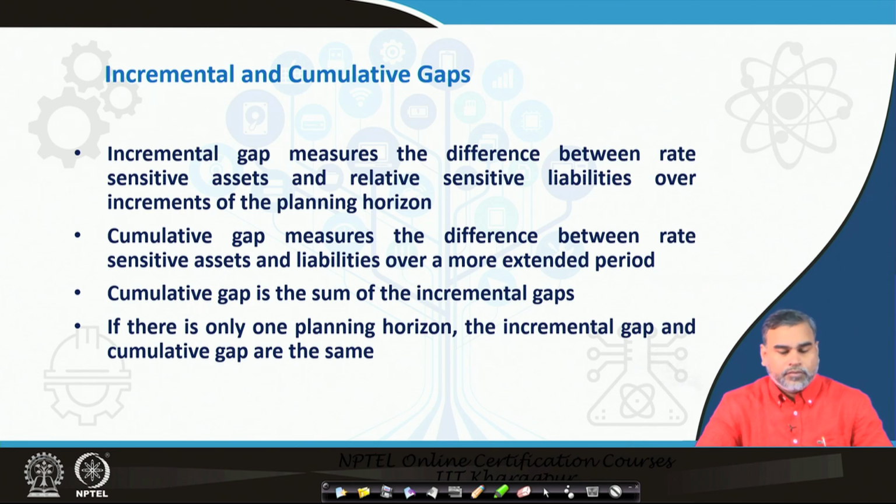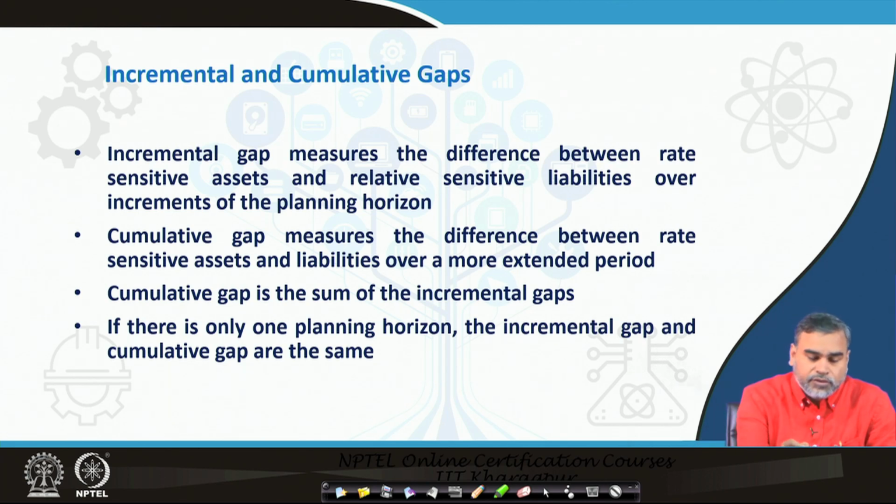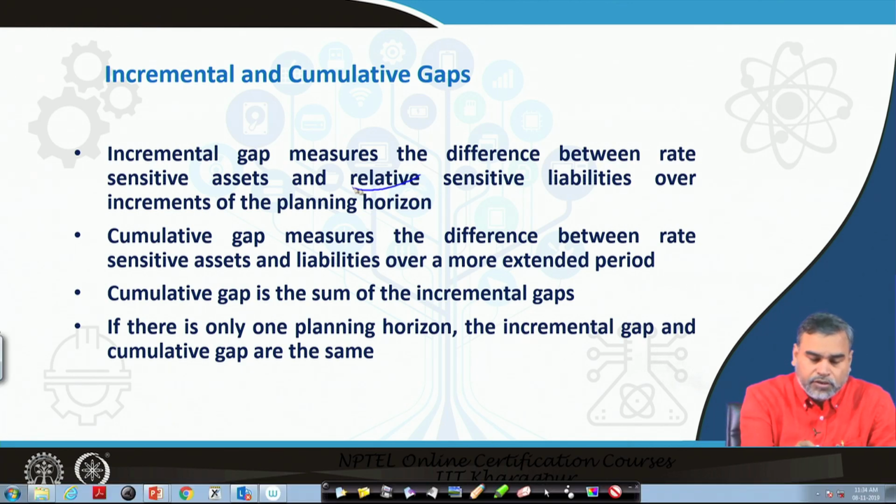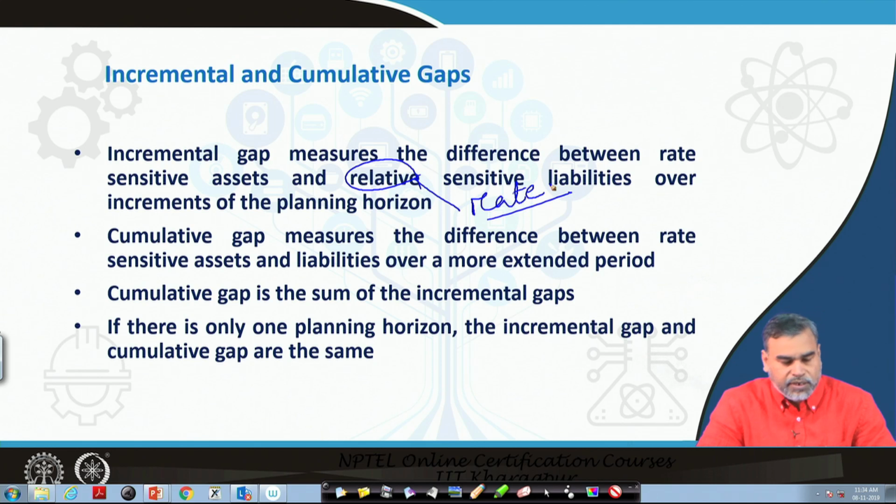The incremental gap is the difference between the rate sensitive assets and rate sensitive liabilities over the increments of the planning horizon. One thing to remember here: it is rate sensitive liabilities, not relative. But the cumulative gap measures the difference between the rate sensitive assets and the rate sensitive liabilities over a more extended period.